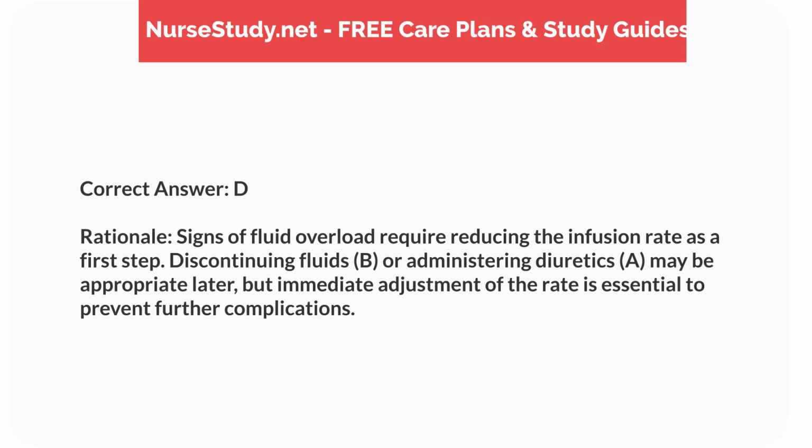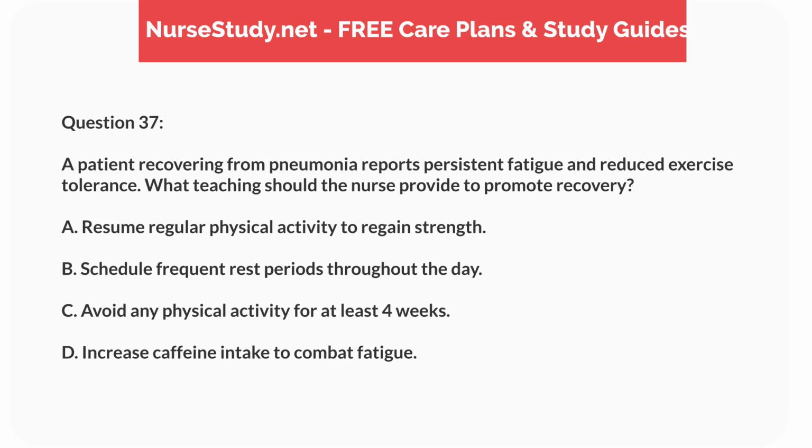Correct answer, D. Rationale: signs of fluid overload require reducing the infusion rate as a first step. Discontinuing fluids, B, or administering diuretics, A, may be appropriate later, but immediate adjustment of the rate is essential to prevent further complications.